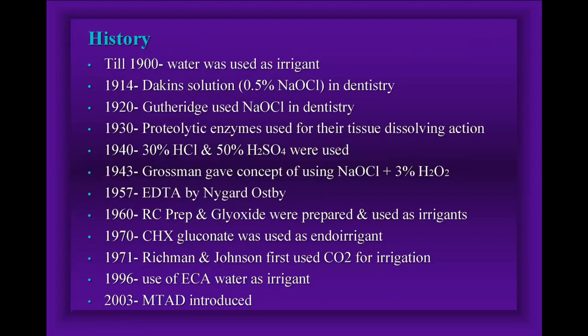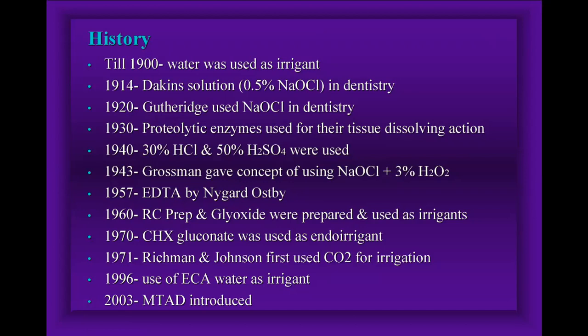So when we come to history, till 1900, water was used as an irrigant. In 1914, Dakin solution, that is 5.5% sodium hypochlorite, was used in dentistry. In 1920, Guthrie used sodium hypochlorite in dentistry. In 1930, proteolytic enzymes were used for their tissue dissolving action. In 1940, 30% hydrochloric acid and 50% H2SO4 were used. In 1943, Grossman gave the concept of using sodium hypochlorite plus 3% H2O2.